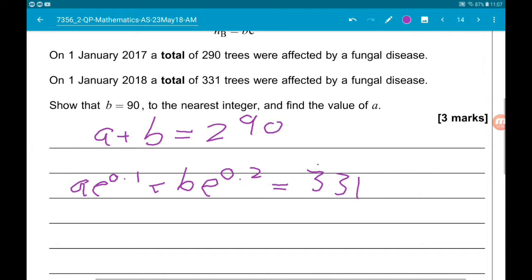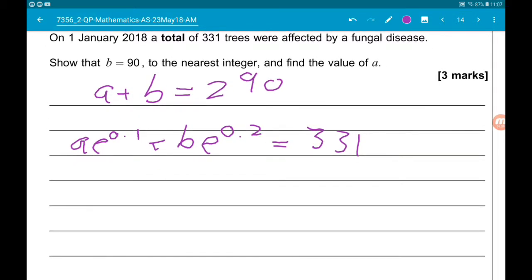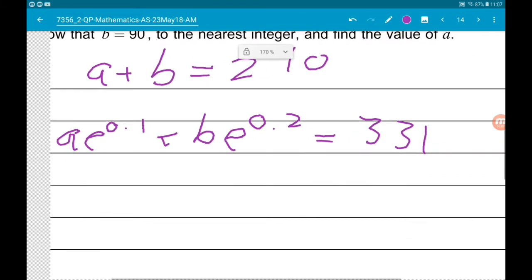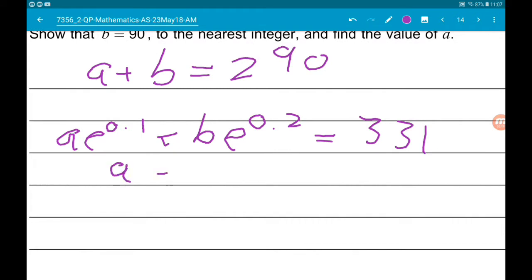So what we can do with this second one is divide through by e^0.1. Now that's going to give us A plus B e^0.1. We're dividing, so when you divide in terms of indices, we subtract. So e^0.2 divided by e^0.1 is e^0.1. So we get that is equal to 331 over e^0.1.